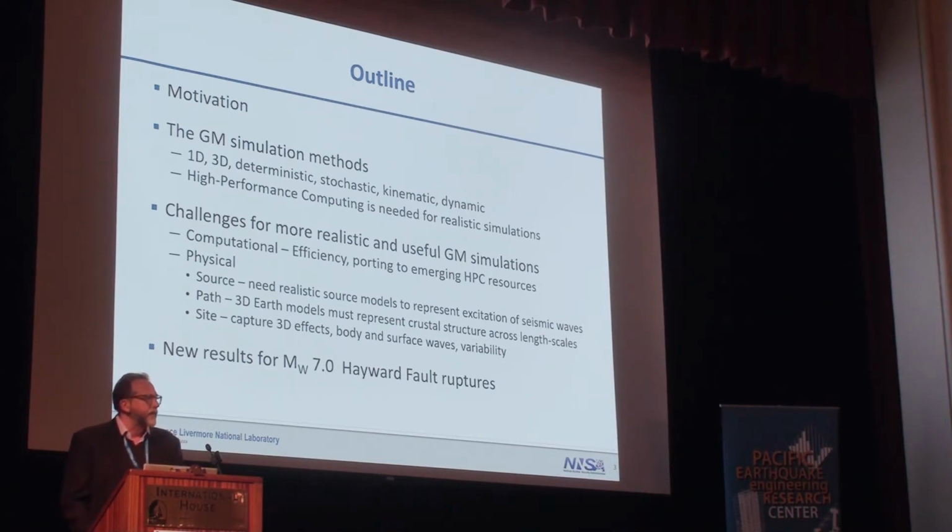I'll talk a bit about the simulation methods and really focus in on the fact that high performance computing is needed to do the large scale simulations that are most realistic and of use for this application. I'll talk about some of the challenges that we face to have more realistic and useful ground motion simulations, and there are computational and physical challenges there. And I'll talk about some work on the Hayward Fault. We've done a lot of simulations on the Hayward Fault, whose surface expression is just 2 blocks up the hill. We're right on top of it here in Berkeley, and I'll show you some recent results with that.